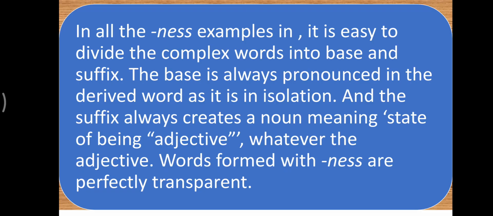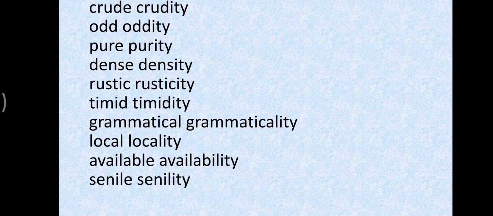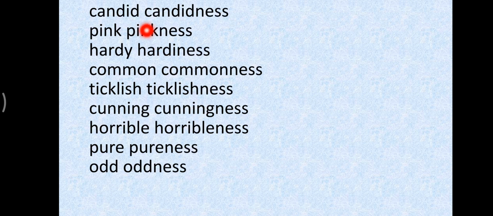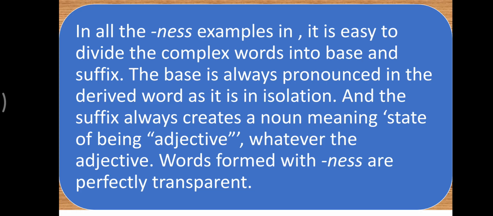Now, what does it say further? It is easy to divide the example words into base and suffix. So we have a base and we have a suffix. Which one is the base? Here we have candidate, that is the base, and ness is the suffix. Pink is the base and ness is the suffix. Each has its own pronunciation.